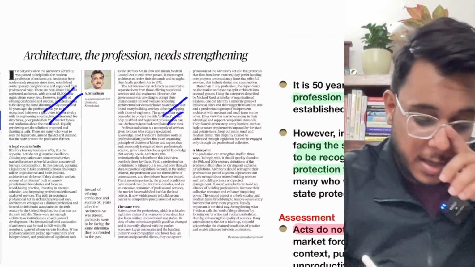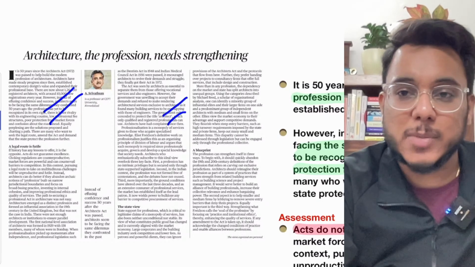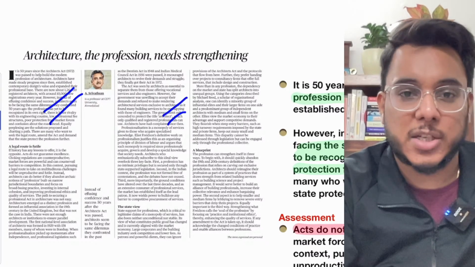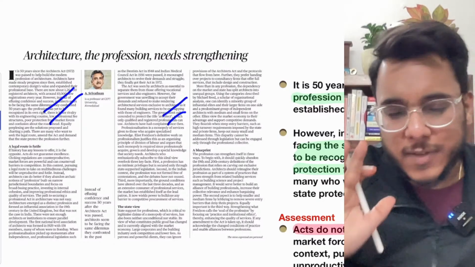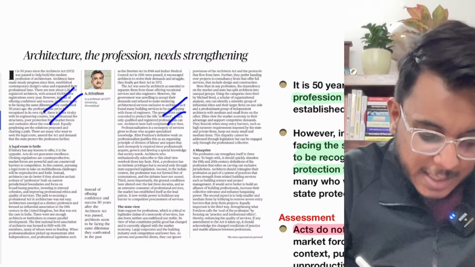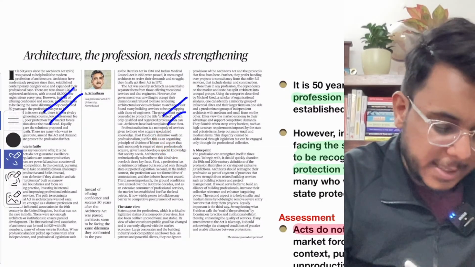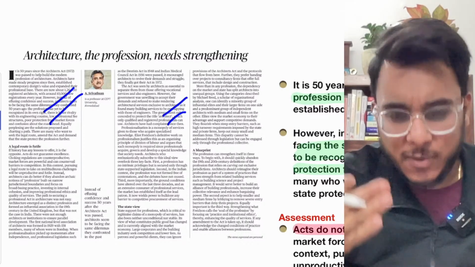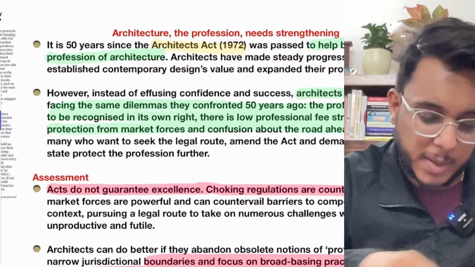Architecture, the profession needs strengthening. Now, this particular article talks about the architecture profession, the issues that are coming up in architecture, and all such things. First of all, understand that with respect to the examination, the article doesn't contain much substance, but we'll see this article anyhow for general purposes.